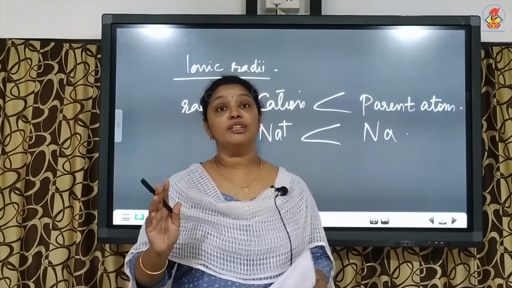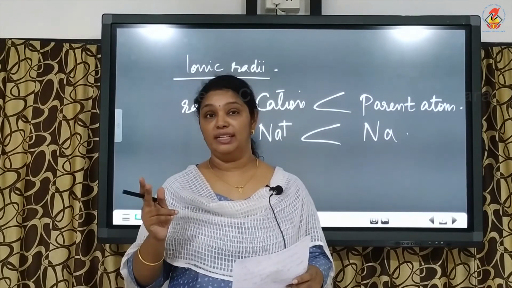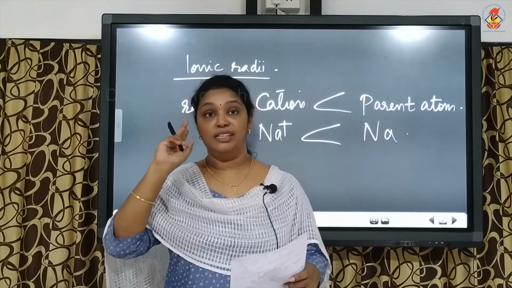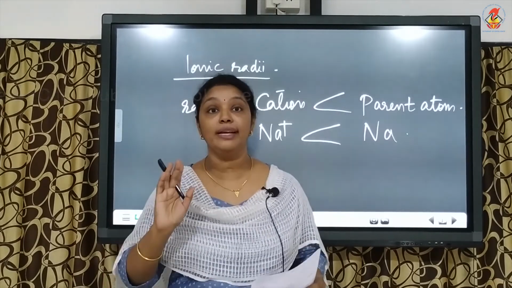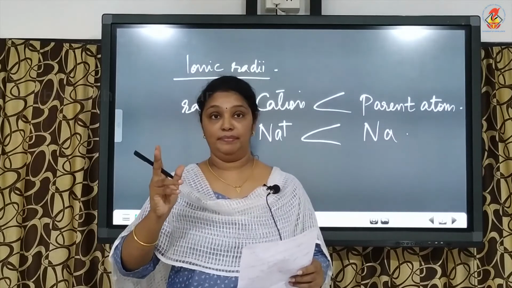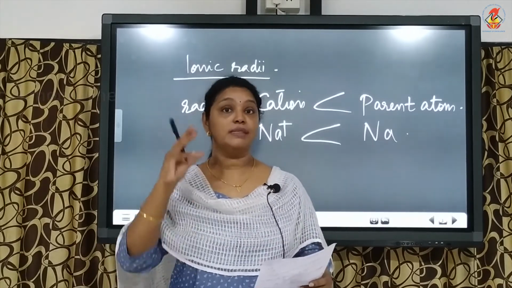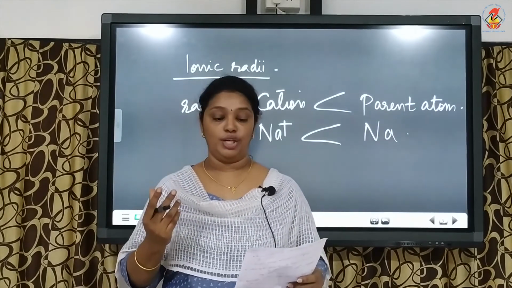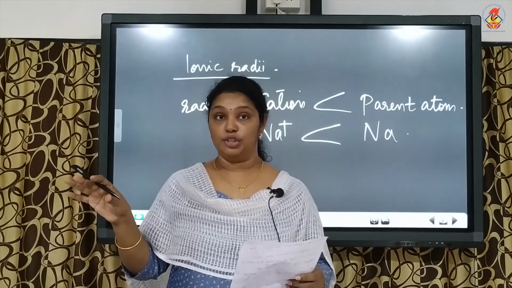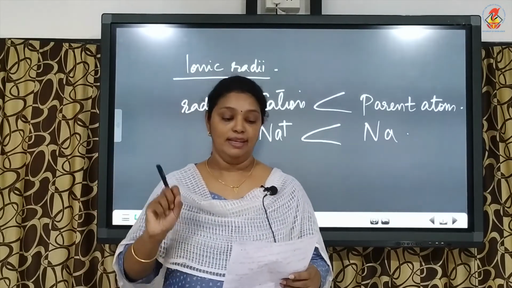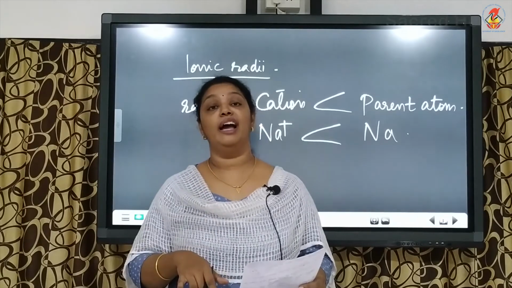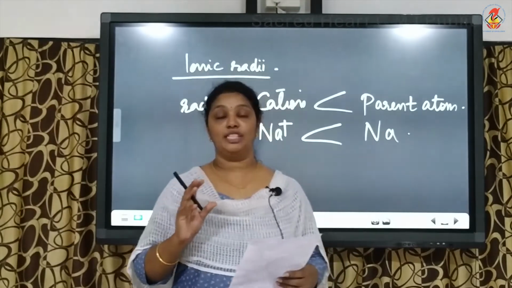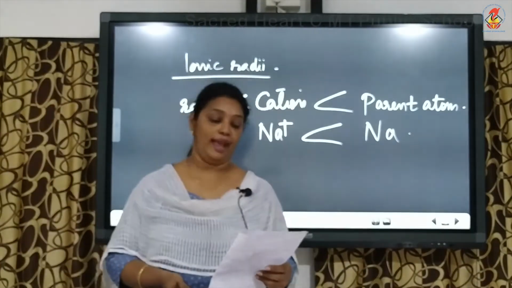So the number of electrons decreases, but you know that there is no change in the number of protons. So since there is no change in the number of protons, we can say nuclear charge remains the same. So the number of electrons is less, but nuclear charge remains the same. So what happens? The force of attraction by the nucleus on the electron increases. Z effective increases and ionic radii decreases. So this is the reason for the smaller size of cation compared with its parent atom.